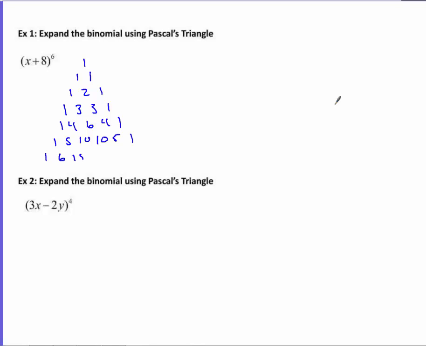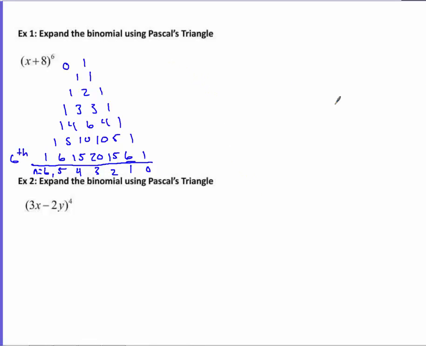1, 6, 15, 20, 15, 6, and 1. All right, so this is our 6th row. And the reason I know that, if I put a 0 up here and I count 0, 1, 2, 3, 4, 5, 6, I know that's the 6th row. So now this is the 6, 5, 4, 3, 2, 1, and 0th term of our expansion, which we'll see in just a minute. I'll just write that on there so you can see it.